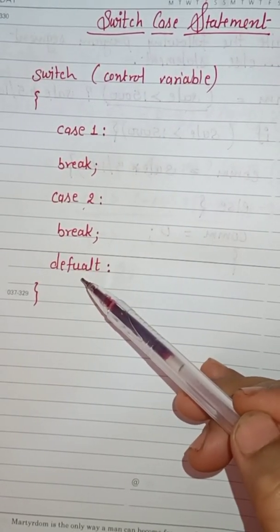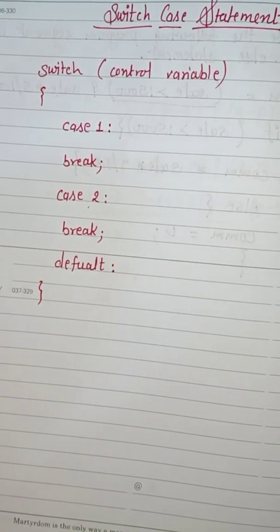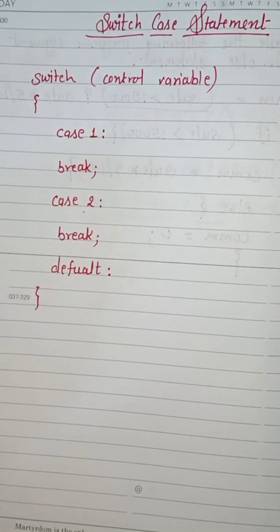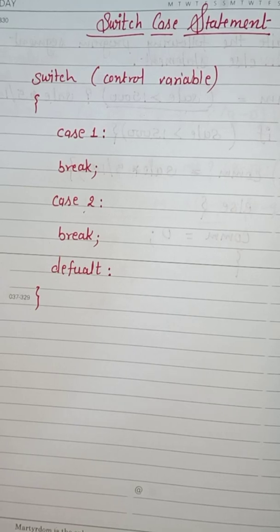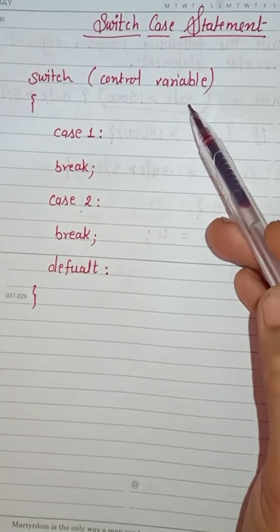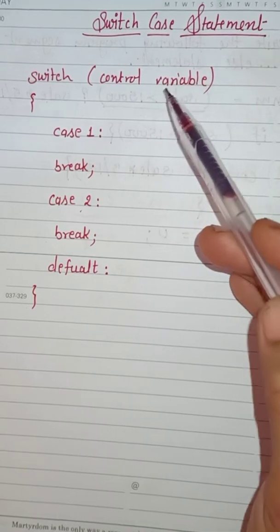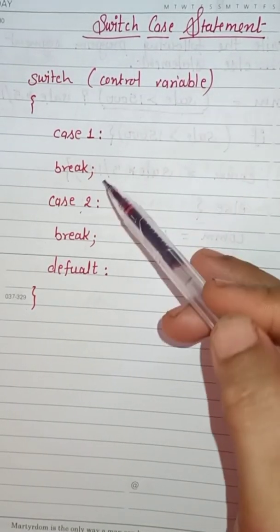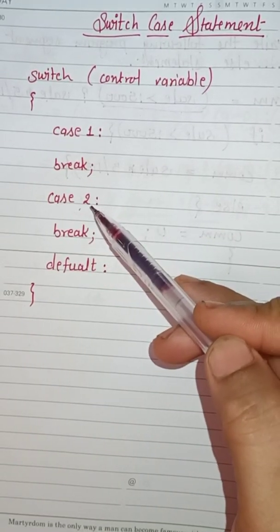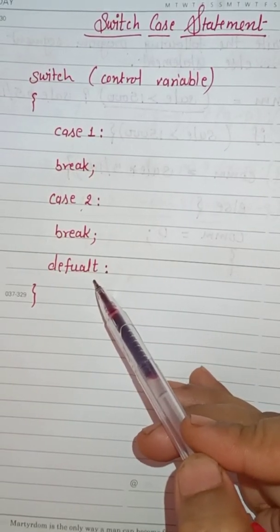default statement. What is the default statement? When no case is executed for a given value of the control variable, then the default case is followed. Suppose here case 1 and case 2 are given. When the user executes the program and enters 3, but in your program case 3 is not present, what will happen? Control directly moves to the default statement.